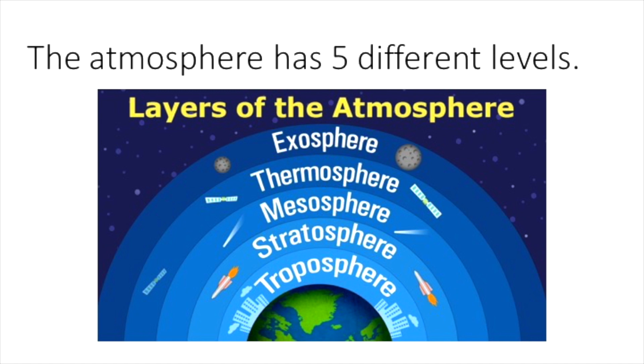The atmosphere has 5 different levels. So let's have a look at layers of the atmosphere. Okay, layer 1 or level 1, where we are, Troposphere. Yes, you see here is planet Earth. And from the ground to about 10 kilometers is what we call Troposphere. After Troposphere, we go into the Stratosphere.